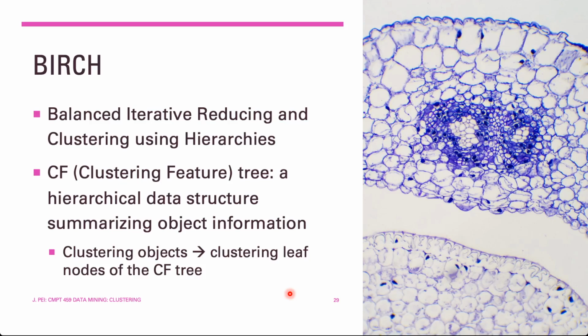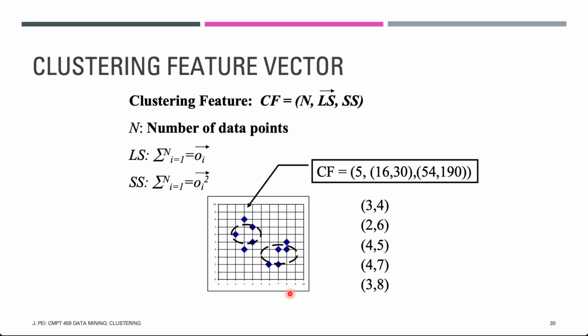The central data structure in BIRCH is a clustering feature tree, which is a hierarchical data structure to summarize object information. In BIRCH, clustering the objects is reduced to the problem of clustering leaf nodes of the CF tree, the clustering feature tree. So let's first explain what clustering features are.